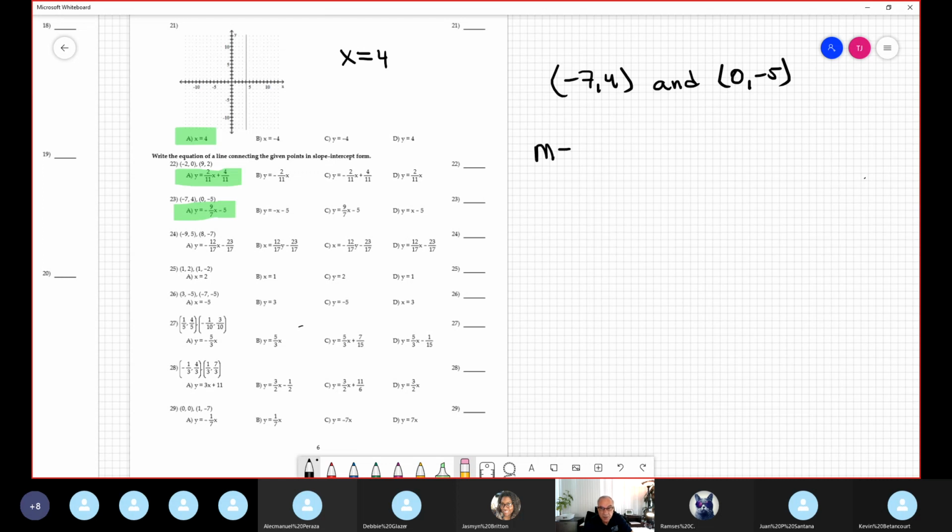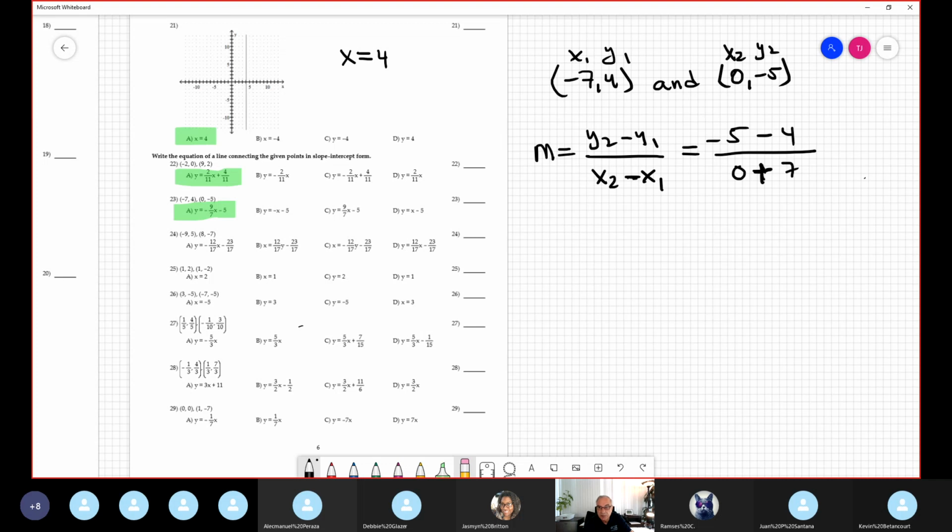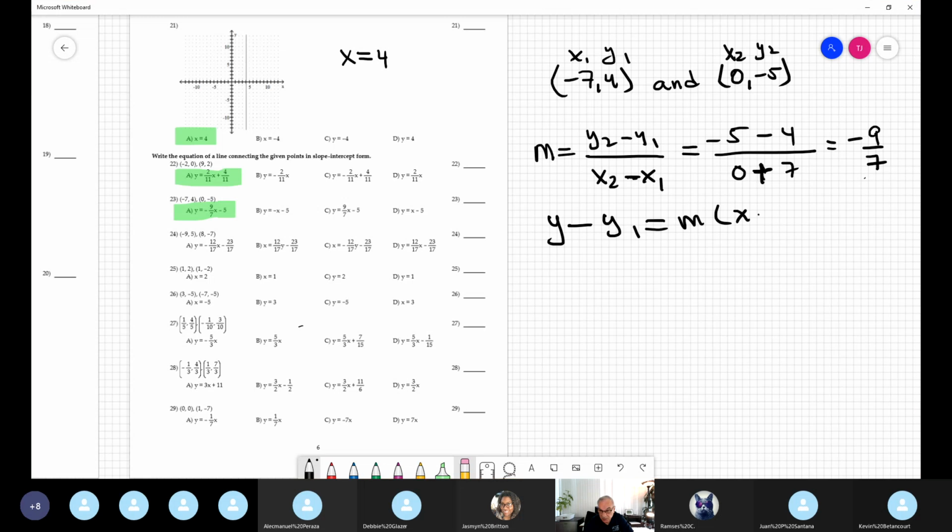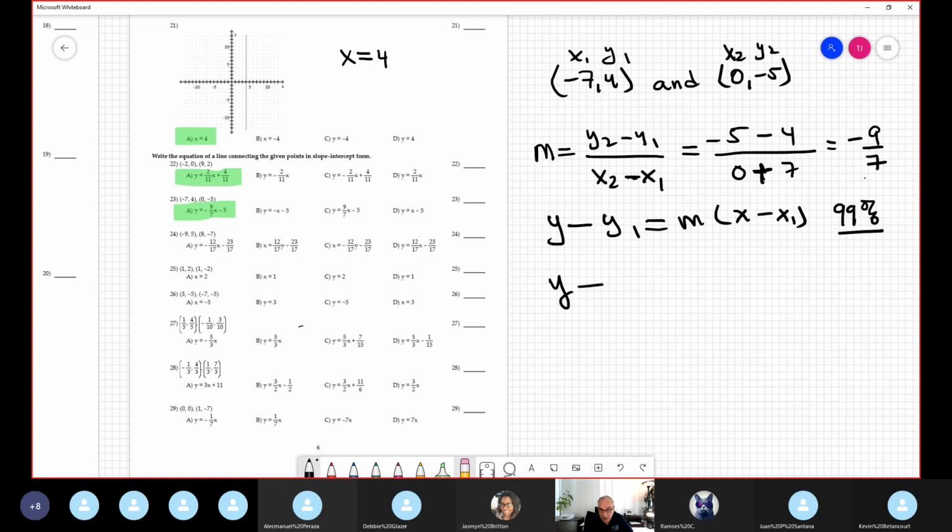Now I compute the slope. It's the formula. This is x1, y1, this is x2, y2. So y2 is negative 5 minus y1 is 4, negative 9, divided by x2 is 0 minus negative 7, because a double minus becomes positive, so it's 7. It's negative 9 over 7. That's the slope. It's always possible to use this formula, and 99% of the time we finish using that formula. However, in this case, I realize that this point is special. How do you know it's special? Because the first component is 0. Therefore, I discover that negative 5 is b.